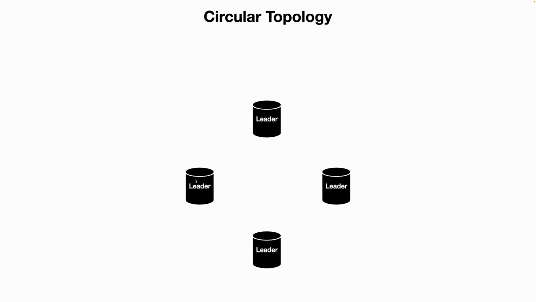Now we will discuss multiple leader replication topology. So what is a topology? Topology means the alignment of the leaders for the syncing process. First is the circular topology. In this, leaders are aligned in a circle, and all the leaders pass the message to each other. Here leader 1 is passing the message to this leader, which passes to this leader, which passes to this one. The problem here is that if any leader is down, then the whole message flow will be interrupted.